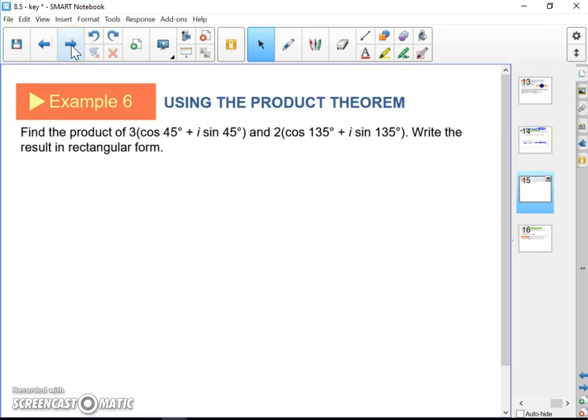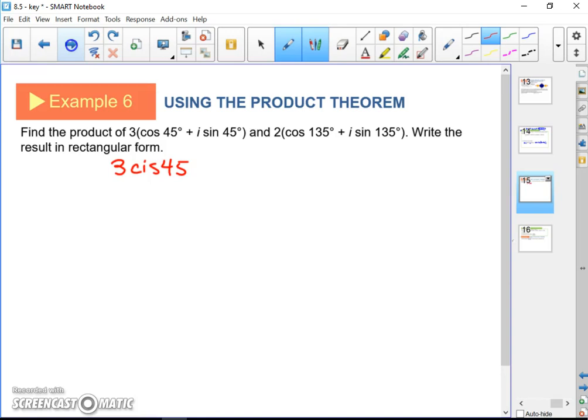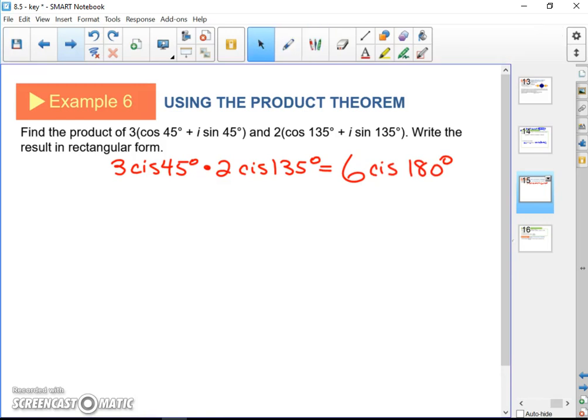So let's see an example. Example 6, find the product of these two vectors. So let's write it in abbreviated form. 3 cis 45 degrees times 2 cis 135. We're going to multiply the magnitudes. 3 times 2 is 6. And we're going to add the angles. 45 plus 135 is 180. So really that's it. That's the product.